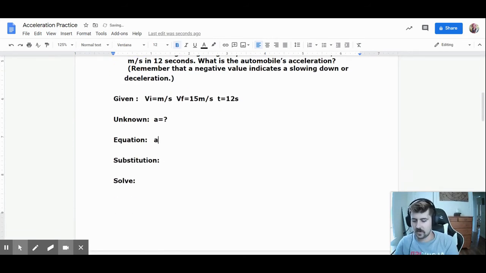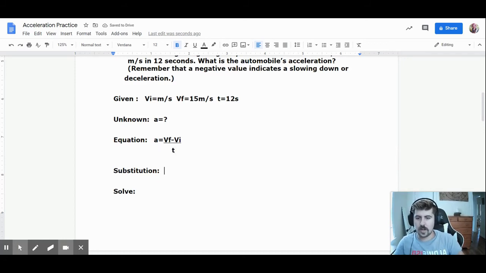So we've got acceleration is equal to final velocity minus initial velocity, divided by time. So we've got the equation. So we're going to go ahead and substitute this.